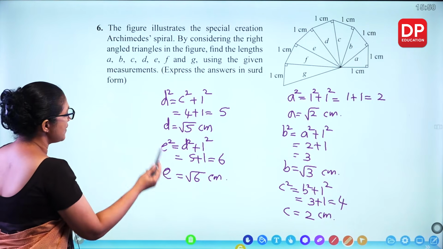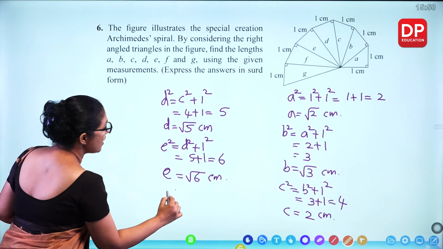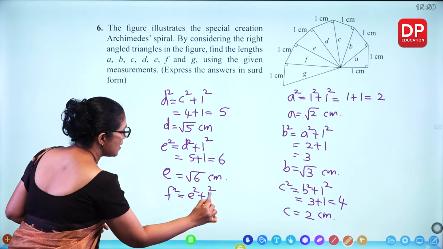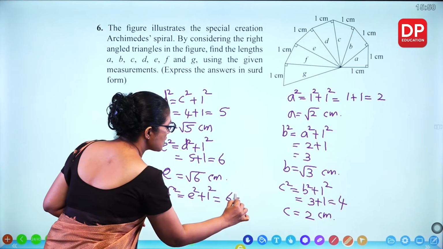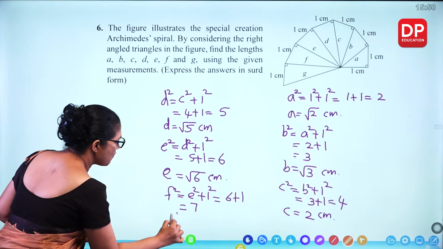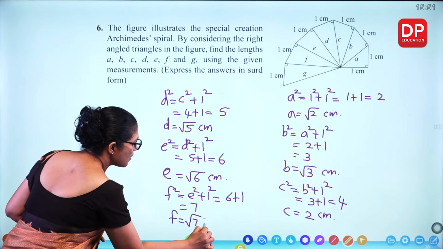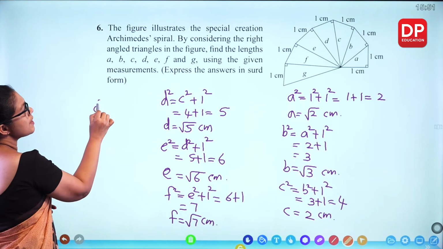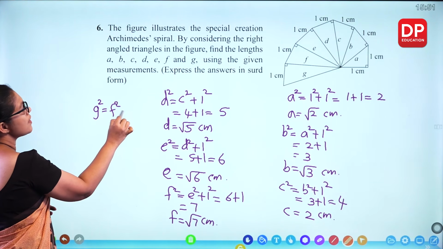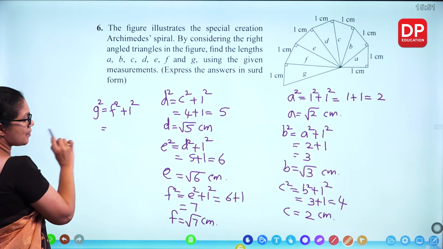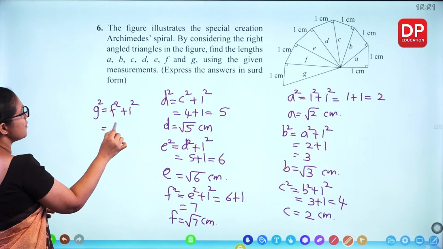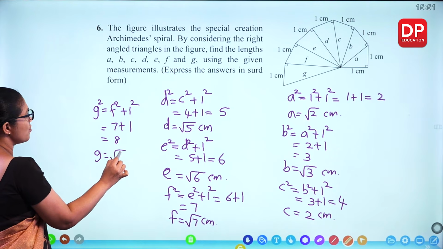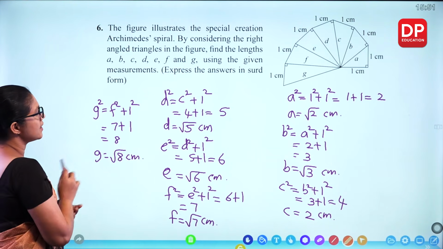centimeters. Then next one, F squared is E squared plus 1 squared. E squared is 6. 6 plus 1, 7. So F is root 7. And the last one here, G squared is F squared plus 1 squared. 7 plus 1, 8. So G is square root of 8.